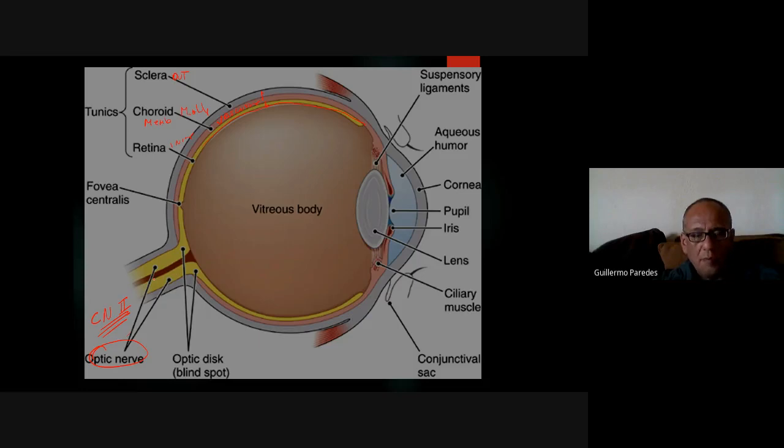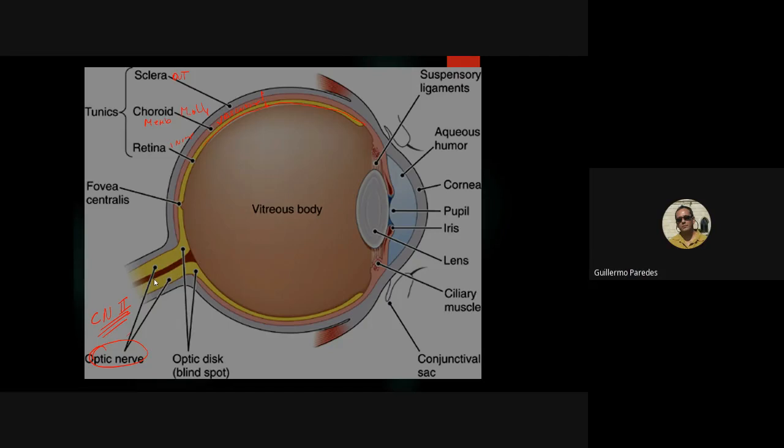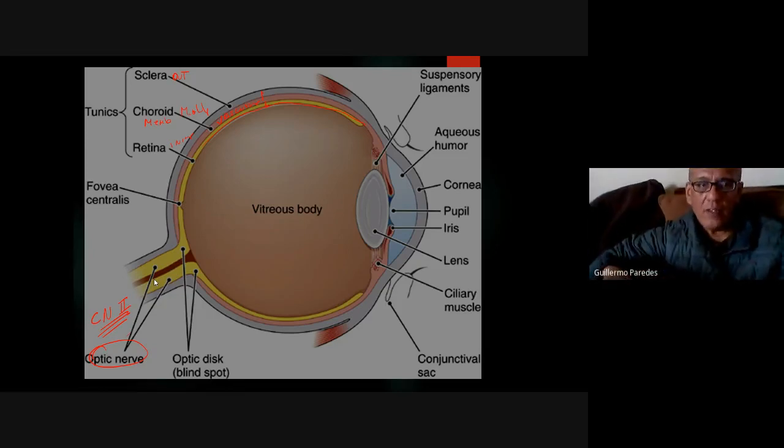So please, I want you to use your imagination. We have like a balloon. That is the eye. The cranial nerve number 2 is coming, and when it gets into the eye, it is going to open like a flower, like this, covering all the inner layer of the eye. Is that clear or not? Yes. Okay, so that is the retina.